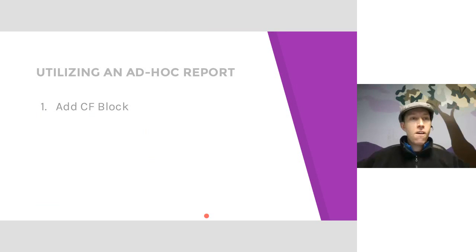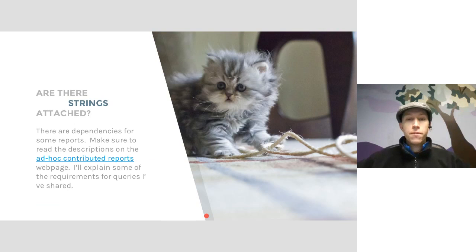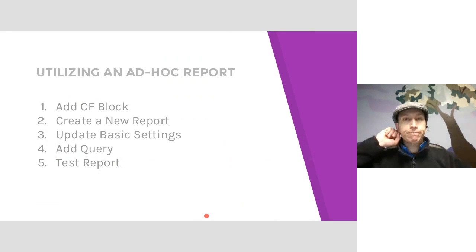So here is a brief rundown of steps. You want to click to add the block, create a new report, add some basic settings, like you might want to make it a global report if you want it available to everybody, or perhaps change some permissions, add the query, and test the report. Before we jump on to the next spot, I'm going to walk you through just how to do this. It really will take just a couple minutes.